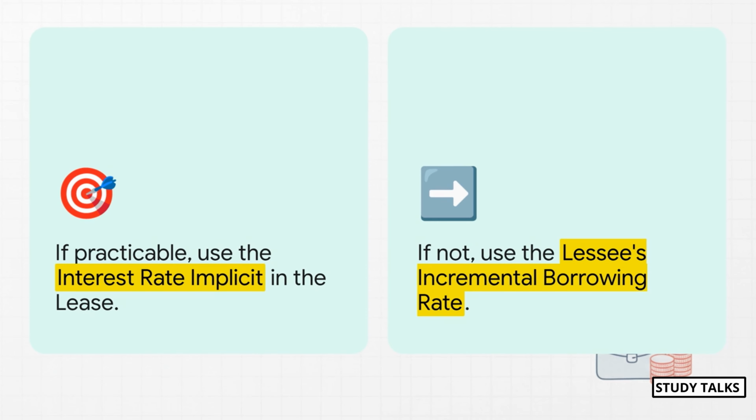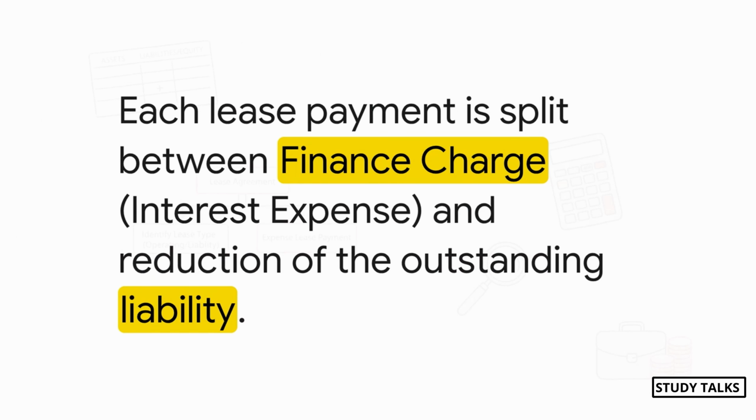So, what happens every time the lessee makes a payment? Well, each payment is split into 2 parts, just like an EMI on a loan. A portion of it is the finance charge, which is basically the interest expense. That hits the profit and loss account. The rest of the payment is the principal repayment, and that goes to reduce the outstanding lease liability on the balance sheet.